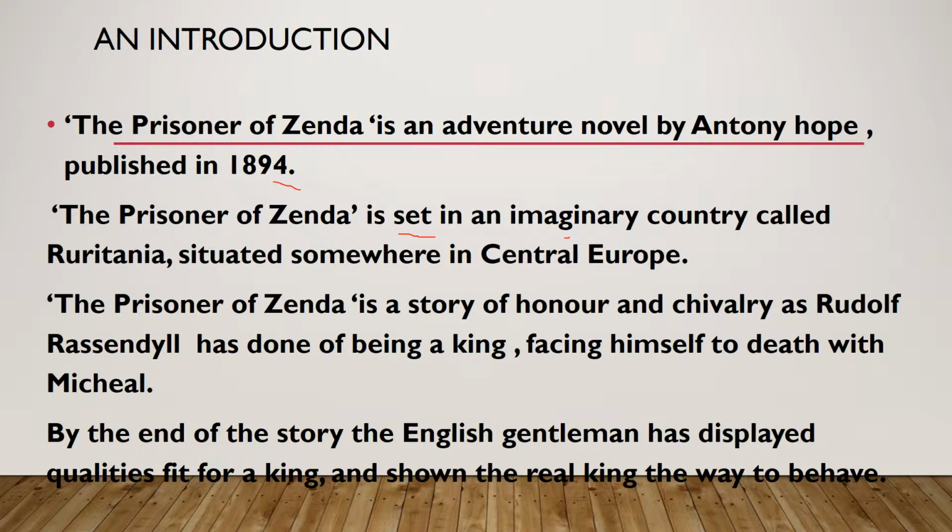The Prisoner of Zenda is a story of honor and chivalry, as Rudolf Rassendyll, instead of being a king, faces himself to death with Michael. By the end of the story, the English gentleman has displayed qualities fit for a king and shown the real king the way to behave.